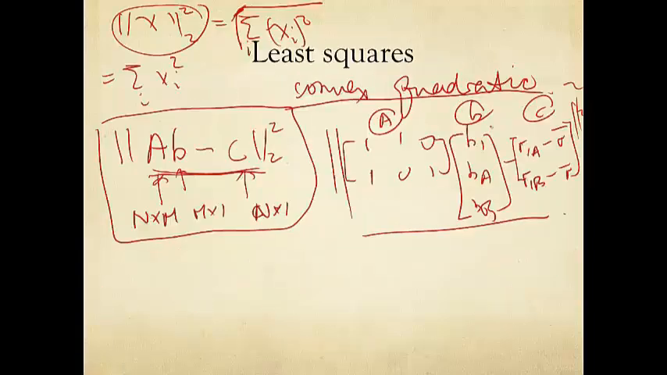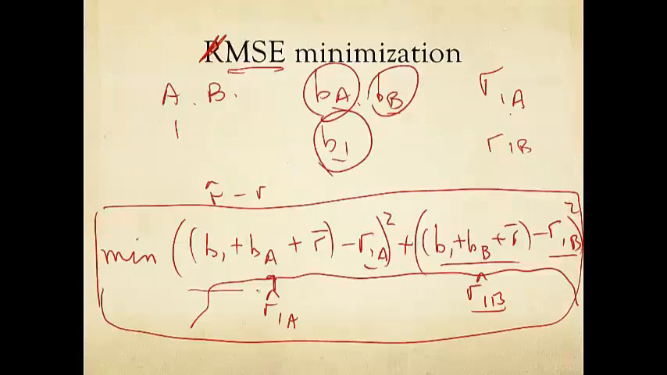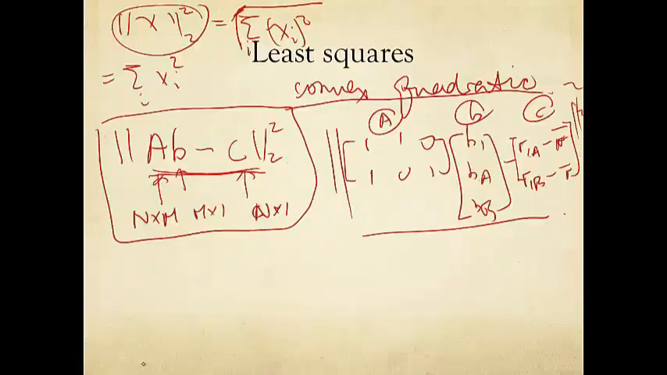For example, this is just saying b1 plus ba minus r1a plus r bar, and that's exactly this term. Then you can write out the other term, and just by the definition of the square of the L2 norm, you see we're recovering exactly the same objective function. So in the baseline predictor problem, we are solving a least squares problem.